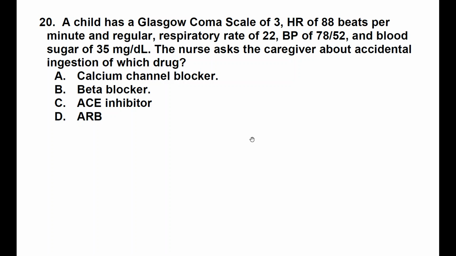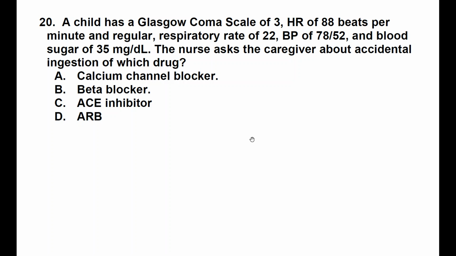And of course, we know that beta blocker does not only affect the heart and lungs, but also blocks the beta sites in the liver, reducing the amount of glycogen available for use, causing hypoglycemia. The lower HR and BP also suggest ingestion of a cardiac medication.